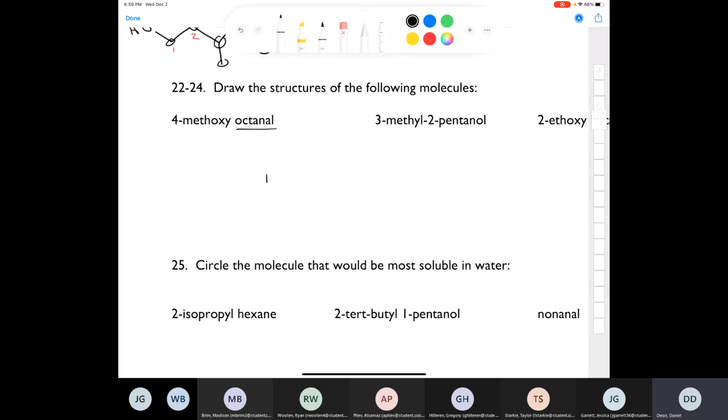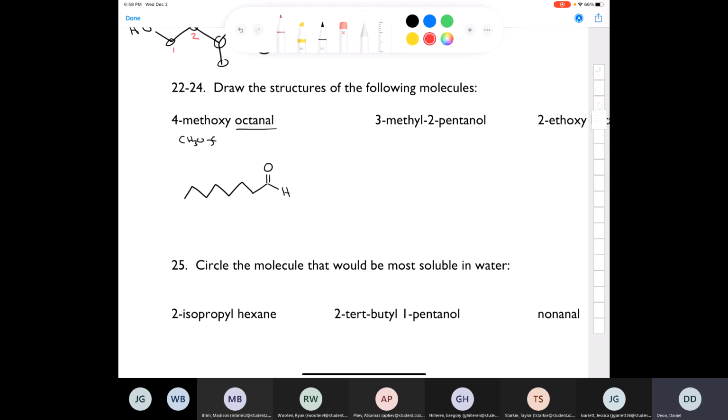So let's start by drawing octanal, which is an aldehyde. So it's got 1, 2, 3, 4, 5, 6, 7, 8 carbons in it like this. Then we have a 4-methoxy. What's a methoxy? It's when you have a methyl with an oxygen directly attached to it like that.